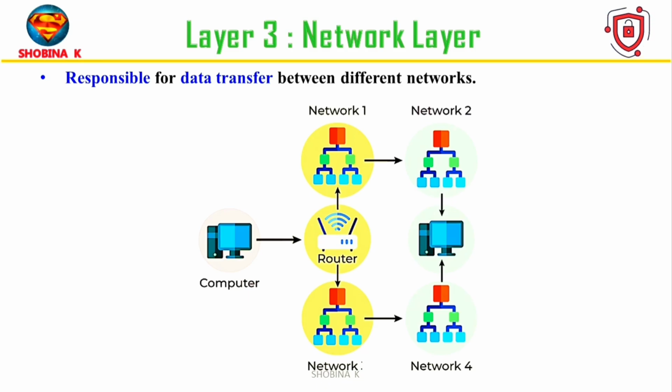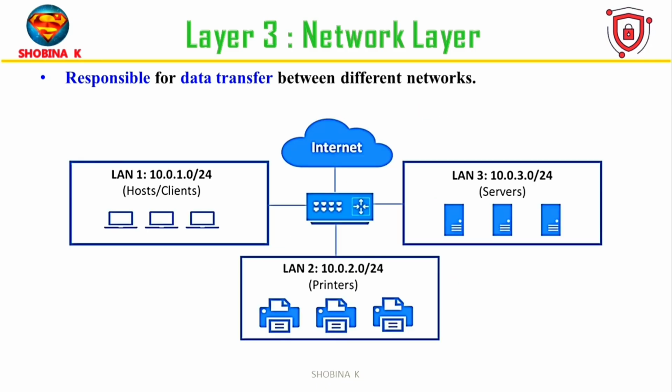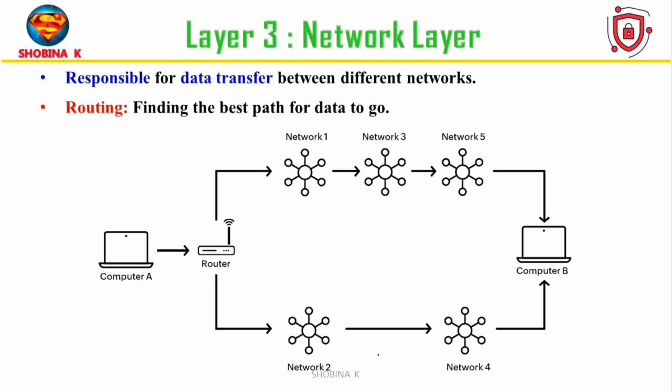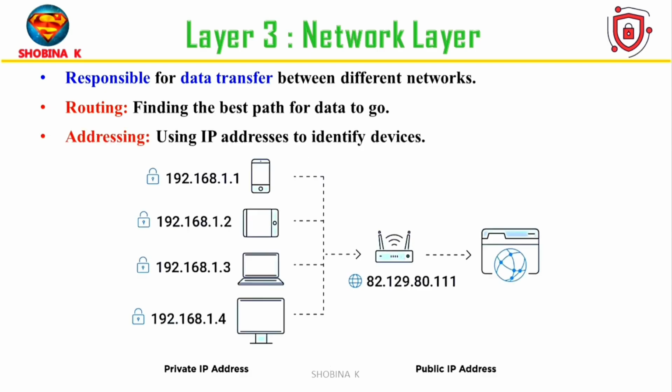The next layer is network layer. This layer is responsible for moving packets from source to destination across multiple networks. The network layer finds the best path for data to reach its destination even if it has to pass through other networks. And it uses IP addresses to identify each device, so data knows where to go.